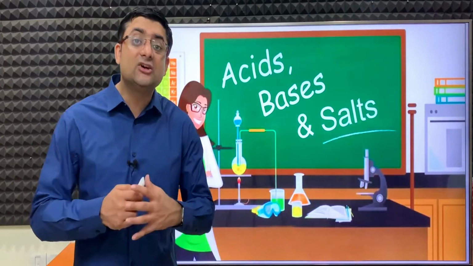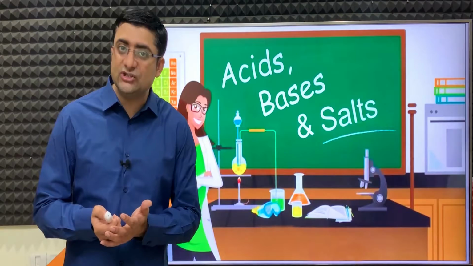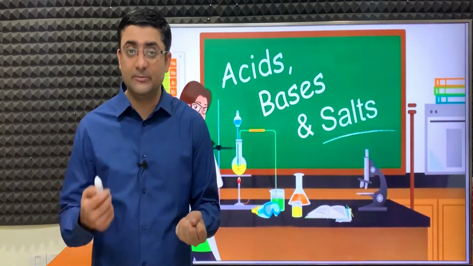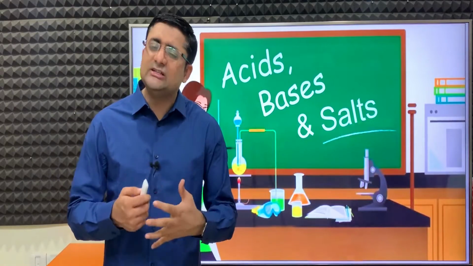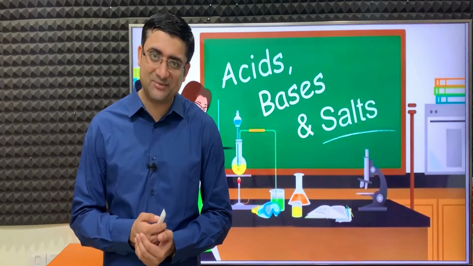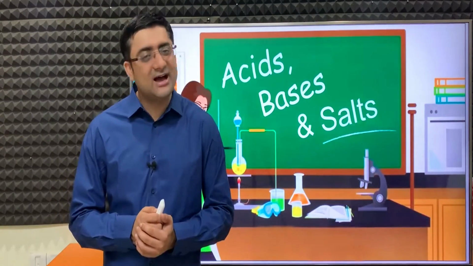Then we're going to learn the concept of indicators. How do we check whether a substance is an acid or a base? And we'll also learn how to find the strength of an acid or a base. So these are the various things we're going to learn in this chapter. It's a very interesting chapter. I hope you like it.